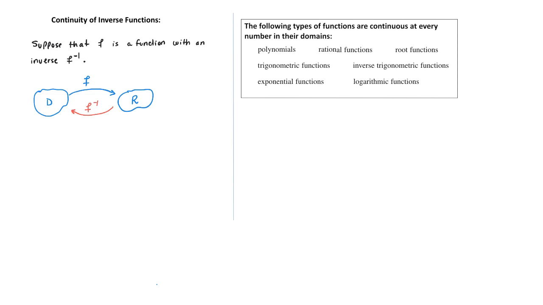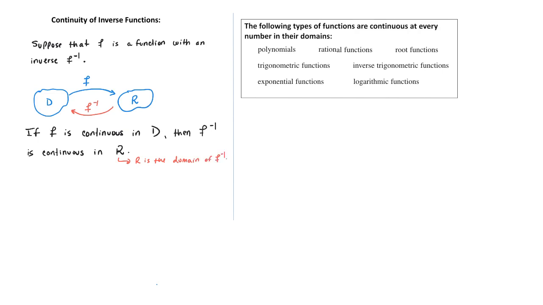So the theorem, or this result, will tell us that if f is continuous in D, in other words, is continuous at every x in its domain, then the inverse is continuous in its own domain R. So I'm going to say then f inverse is continuous in R. And just as a little reminder, that R is the domain of the inverse.